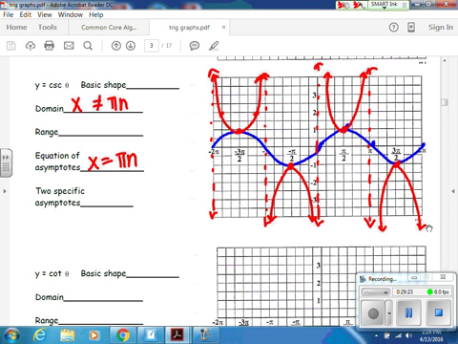Now this range is going to be exactly like whose range? Secant. Yeah, this range is going to be just like the range for secant. Two specific asymptotes, just pick 2.